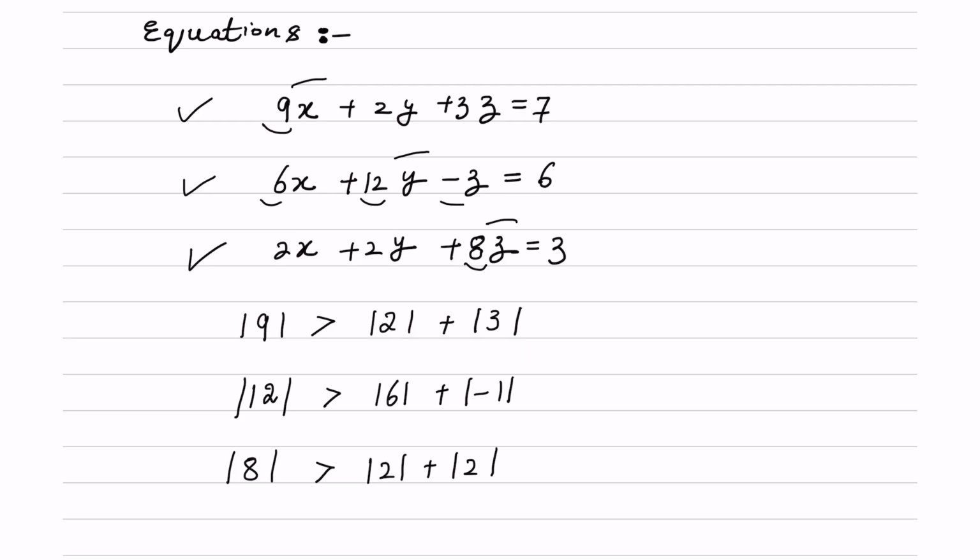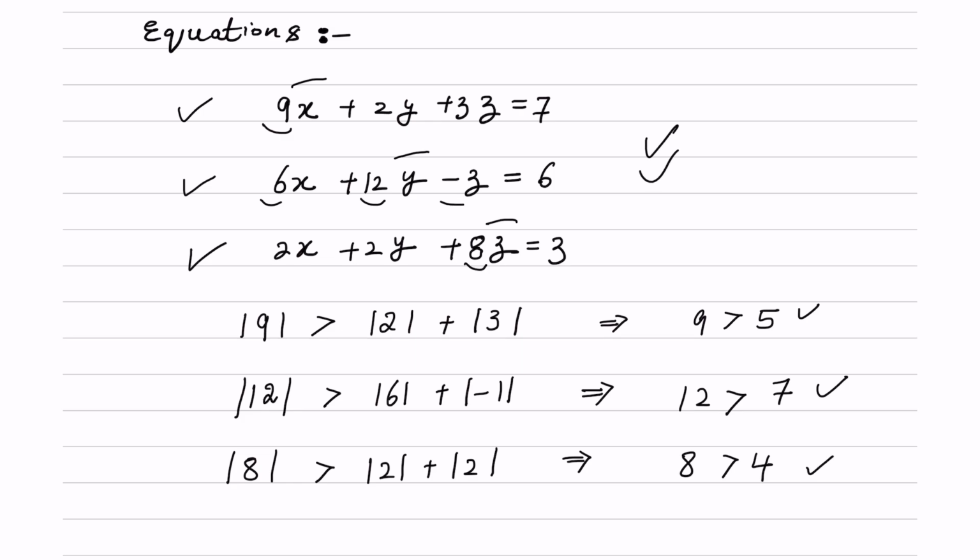Now let's check if all these three conditions are true; then we will say that our given system is diagonally dominant. So from the first inequality, we have 9 should be greater than 5. Second inequality says that 12 should be greater than absolute 6 is 6 and absolute minus 1 is 1, so it should be greater than 7. The last inequality says 8 should be greater than 4. So all these three inequalities are true. So we'll say that this given system of linear equations is diagonally dominant.